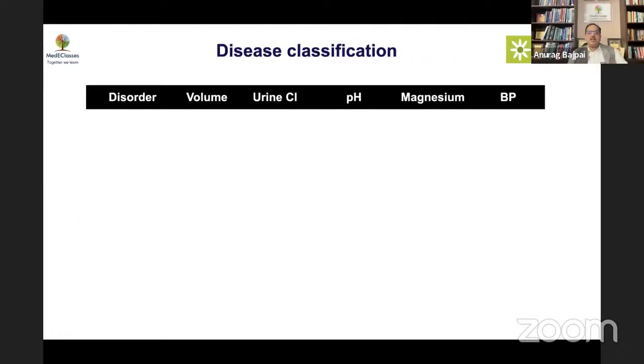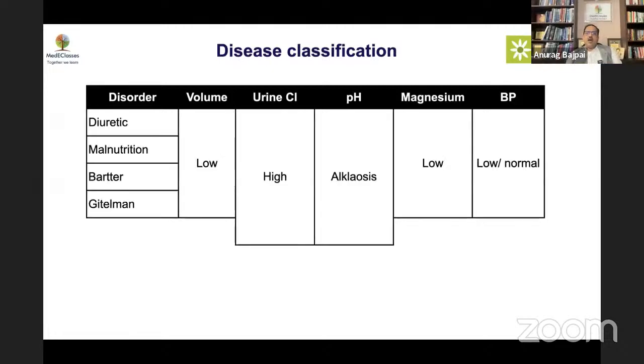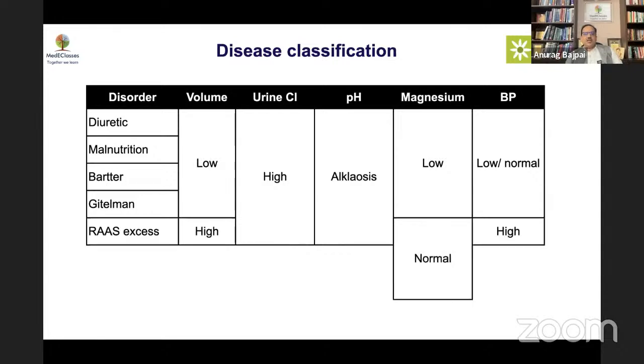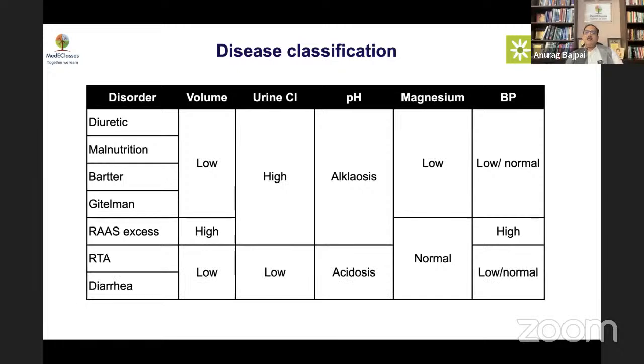So if we now summarize the entire disease classification, if you have an association with hypomagnesemia, think of diuretic use, malnutrition, Bartter and Gitelman. There will also be a low volume state with a pH of alkalosis in that regard. RAS excess will have hypertension. So hypertension with hypokalemia, of course, means RAS excess. Then you have to work up in that perspective. While if you have acidosis along with hypokalemia, you're dealing with either renal tubular acidosis or diarrhea. So the most important investigation to me is to look at the pH, look at the blood pressure, look at magnesium. This will give you the diagnosis very clearly.